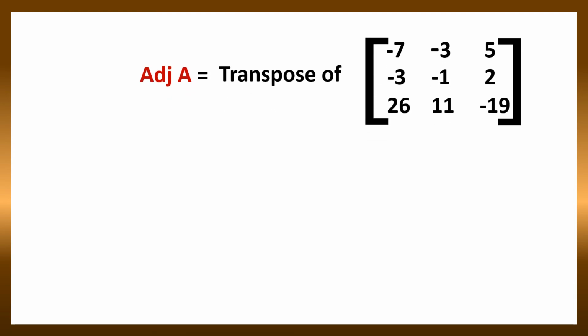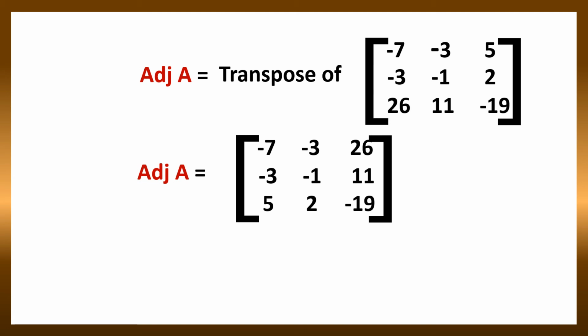For finding the transpose of a matrix, we have to change the rows into columns and columns into rows. So Adj A is equal to matrix of minus 7, minus 3, 26, minus 3, minus 1, 11, 5, 2, minus 19. That is the first row here, minus 7, minus 3 and 5, that is converted into first column here. The second row here is converted into second column here. Third row is changed into third column. So we have changed all the rows into columns and columns into rows.